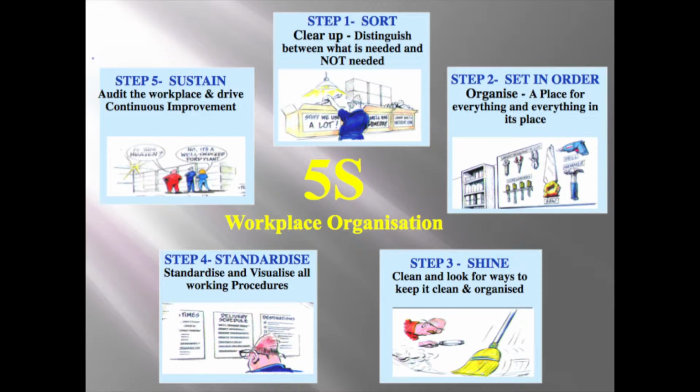The fourth step is standardize, where we need to make sure that our standards and our visual procedures are clear, and where possible, they need to be seen close to the workplace. The final step is sustain. Sustain is simply about continuously improving our 5S performance, and this is driven through an audit process. So what I'll do now is explain to you what that audit process looks like.